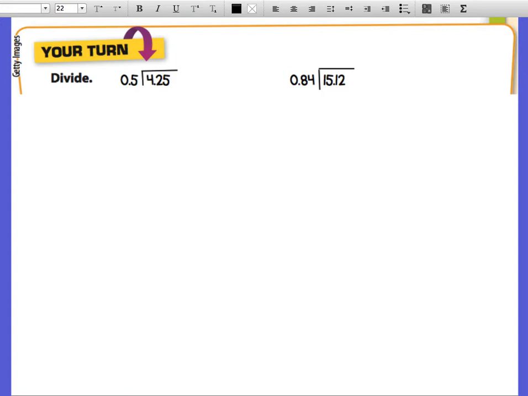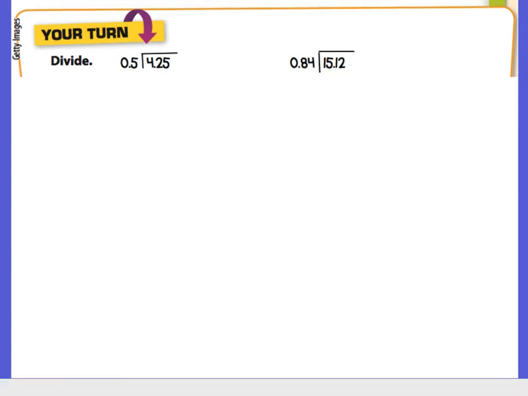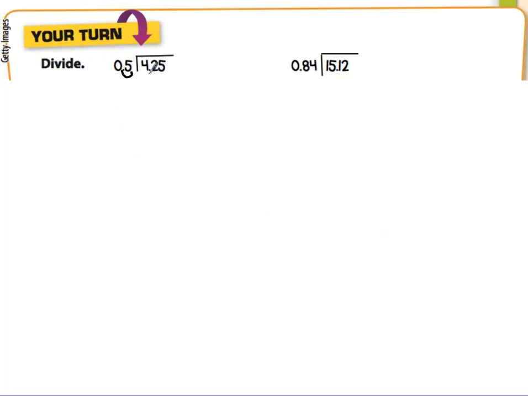All right, I'd like you to take a moment to pause and first change your numbers. Do your first step, come back to see if you changed it correctly. All right, so here you should have moved it one space to the right and one space to the right. So it should have become 42 and a half divided by 5.